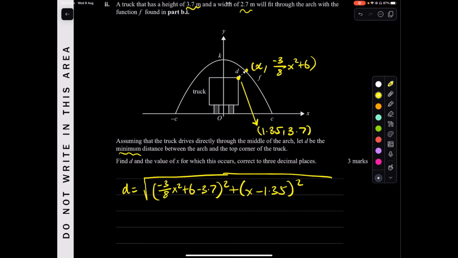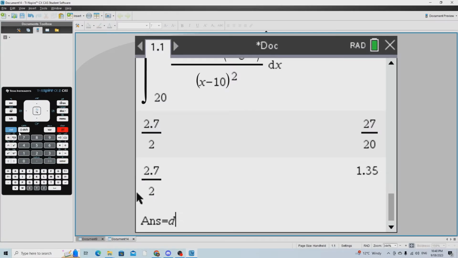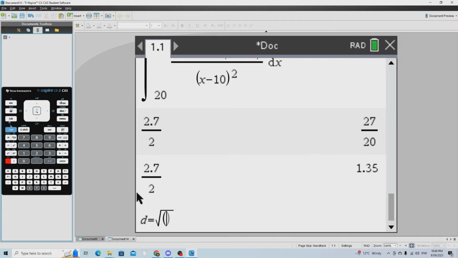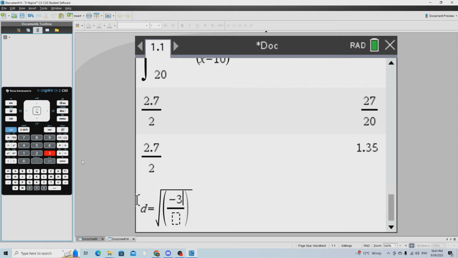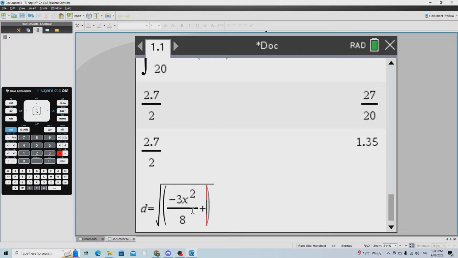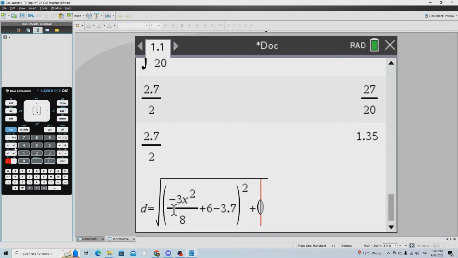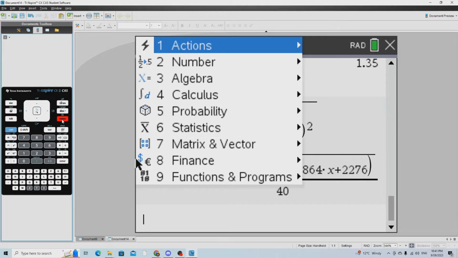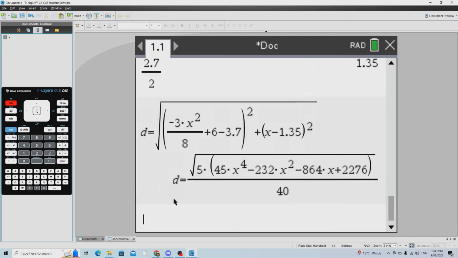So what we're saying is your distance, d, equals the square root of (negative 3x squared over 8 plus 6 minus 3.7) squared plus (x minus 1.35) squared. And it gives us this ugly function. So now what we're going to do is, first let's actually find the derivative of it.